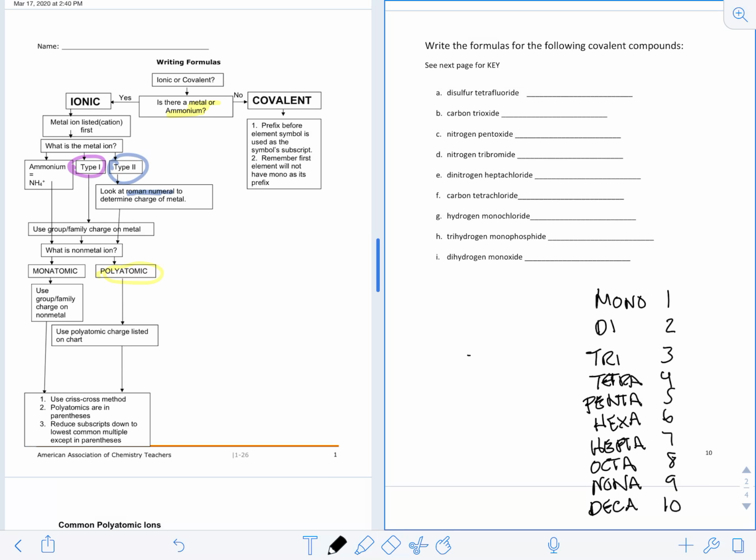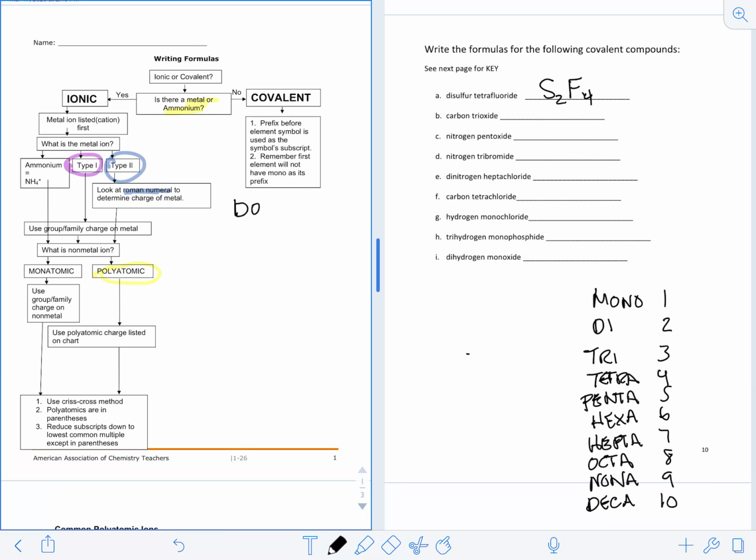Please remember, when you write the subscript, you want to write the symbol first, and then put a 2 there, and then fluorine has a 4 next to it. By the way, do not reduce. We do not reduce common multiples with covalent compounds. We do for ionic compounds, so you want to be careful with that.